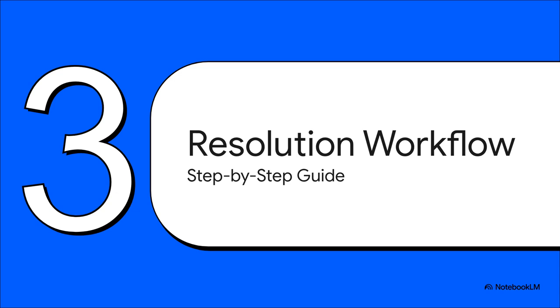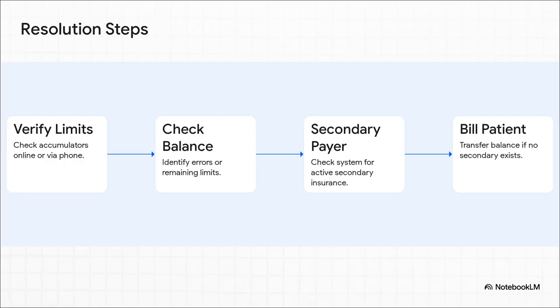Step-by-step resolution workflow. I totally want to reassure you that while denials can seem kind of daunting at first glance, this process is highly structured. If you follow these exact steps, you are going to resolve the claim correctly every single time. Our high-level workflow is just 4 steps. First, accumulator verification. Second, identifying errors. Third, the secondary payer check. And finally, if all else fails, the patient responsibility transfer. Let's break these down a bit.